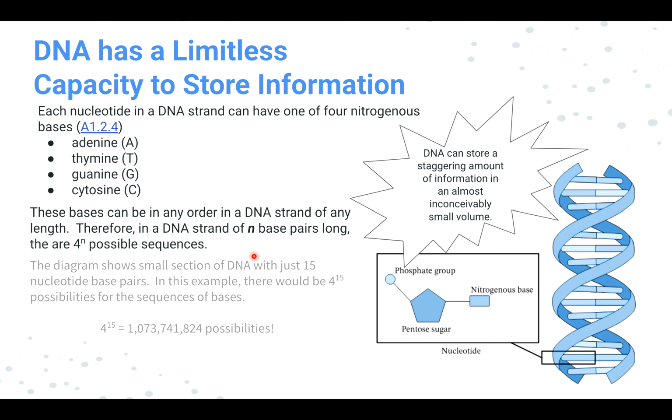So let's say the DNA shows a small section of DNA with 15 nucleotide base pairs. In this example, there will be 4 to the power 15 possibilities of DNA sequences. That means this much possibility. Which one do you have? We don't know. Imagine. So DNA can store a staggering amount of information, inconceivably much, in a very small volume.